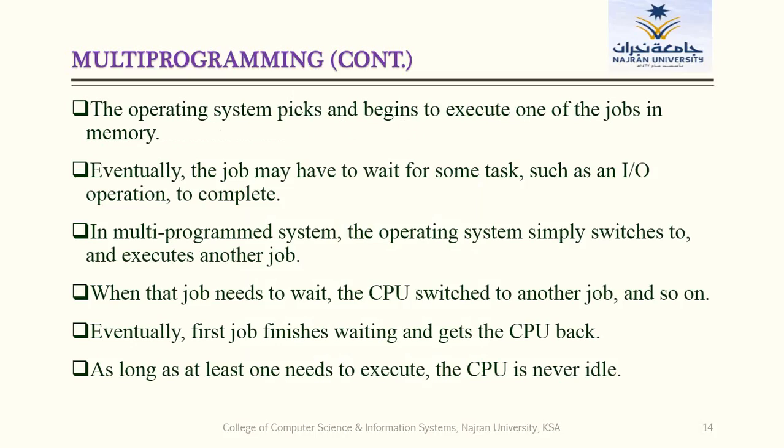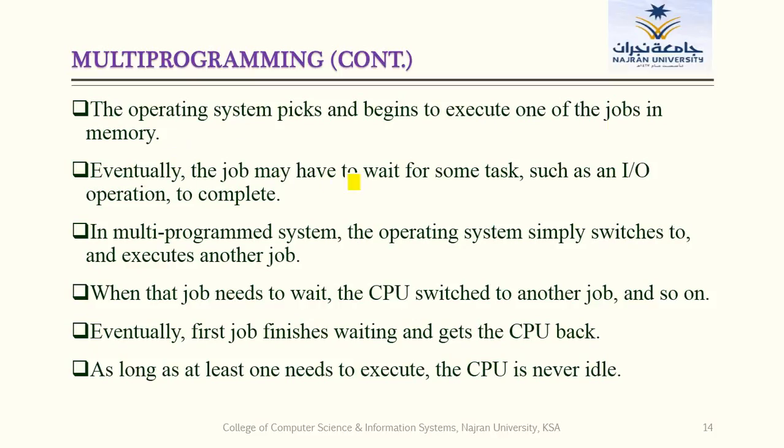So it is clearly explained here: the operating system picks and begins to execute one of the jobs in memory. So this is the job of the operating system, to select one process and give it to the processor for execution. Now we have some algorithms for how we can select a process. We will see them in coming lectures. Here, just note that the operating system will select one process and give it to the processor to execute.